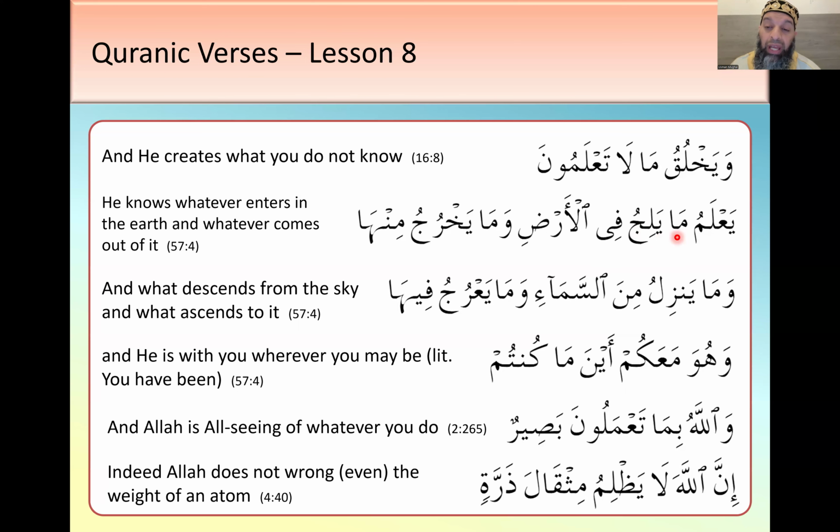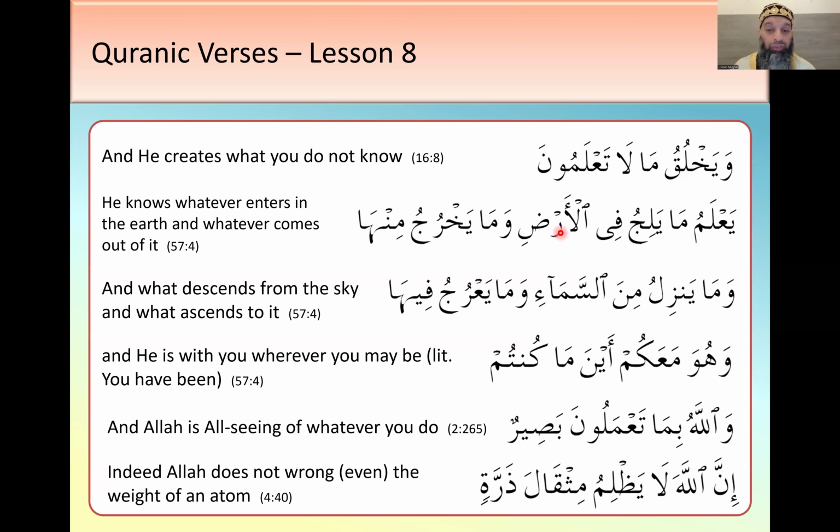So ya'lamu ma yaliju fil ardi. He knows what enters in the earth. Wama, and what yakhruju, comes out. Yakhruju minha, from her, out of it. Right? It's talking about the earth.